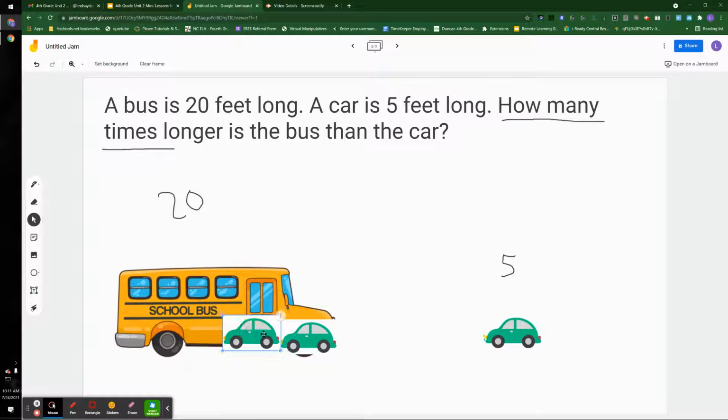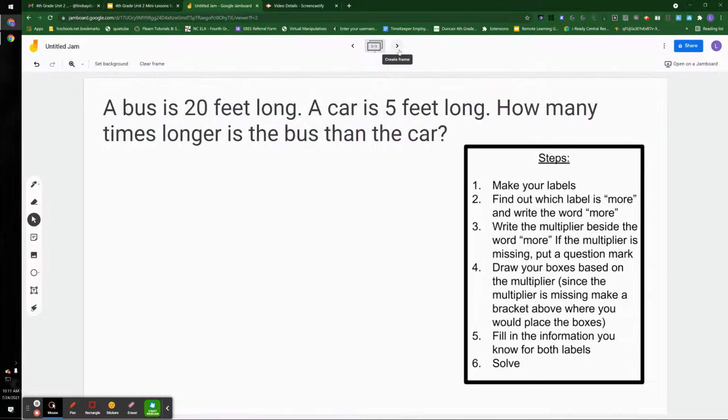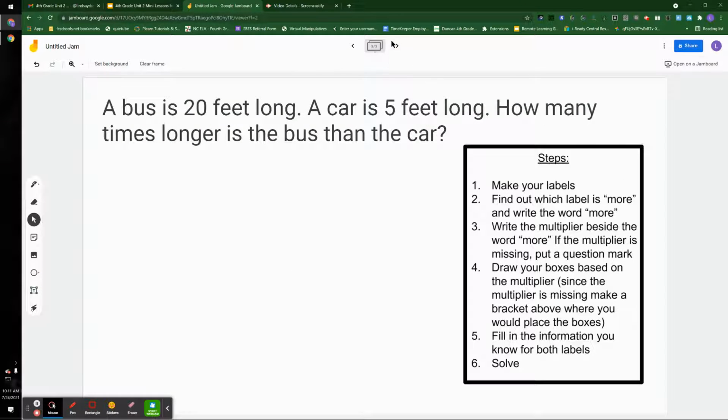Now, if we had our manipulatives, we could line it up and see the bus is 1, 2, 3, 4 times the length of the cars because it takes 4 cars to make up the size of this bus. But if we didn't have a bus and a car in front of us, which in most cases we don't, here are the steps we would take to figure this out.